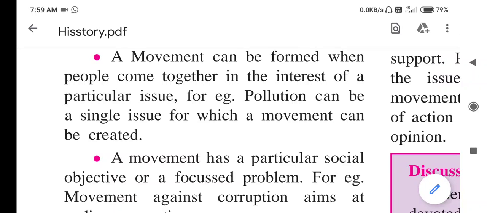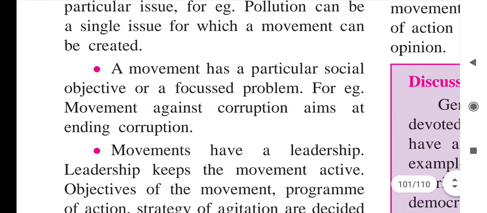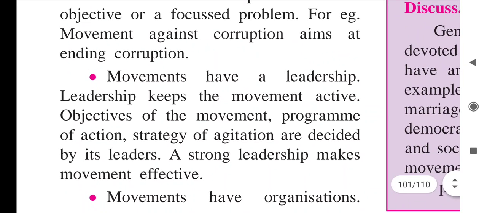Next it is said that a movement can be formed when people come together in the interest of a particular issue. When all the people have a particular issue, for the interest of that, all will gather. For example, pollution can be a single issue for which a movement can be created. So here they have given pollution's example. A movement has a particular social objective or a focus problem. For example, a movement against corruption aims at ending corruption. Various examples are given.